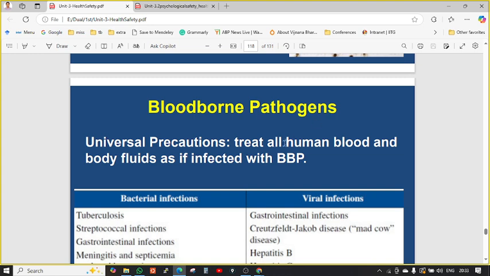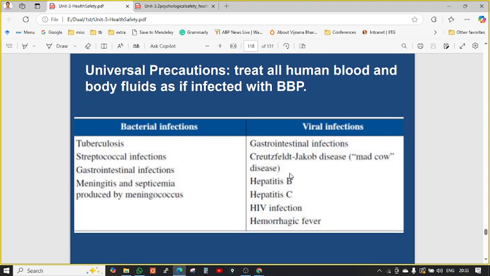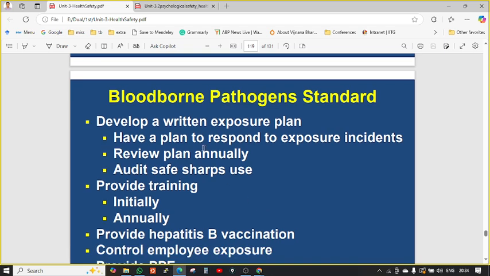So blood-borne pathogens are due to all human blood and body fluids infected with different bacteria and viruses. Some are bacterial infections, some are viral infections. Bacterial infections are tuberculosis, streptococci, or dysentery, and viral infections are like hepatitis B, C, and corona. Then blood-borne pathogens are different.